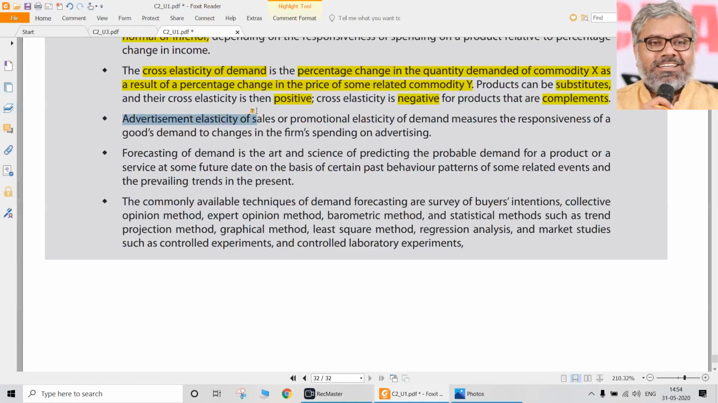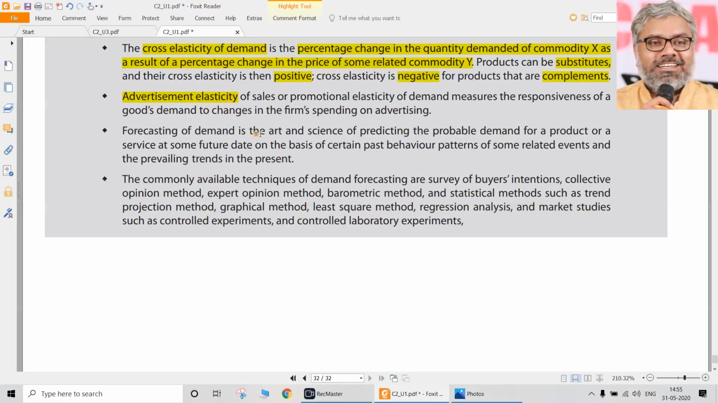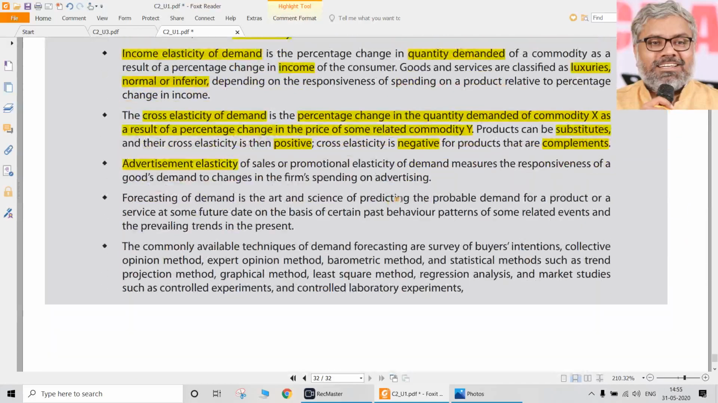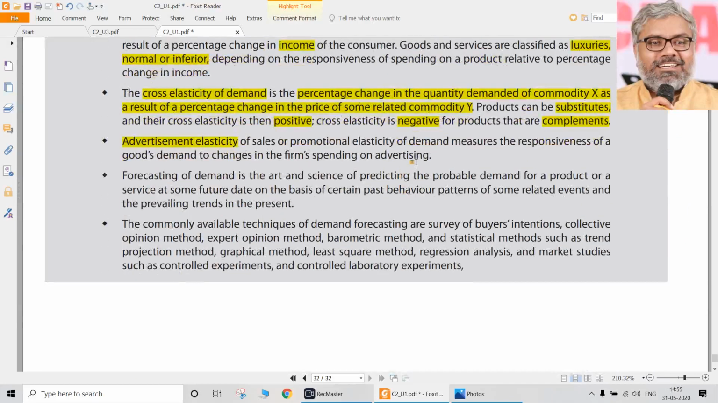Then what is advertisement elasticity? We know that. Basically, that is the responsiveness of a good's demand to changes in the firm's spending on advertisement. It means the percentage change in demand divided by the percentage change in advertisement expenditure. That's what is given as advertisement elasticity of demand. Like this, there are many elasticities of demand, majorly 4 categories that we observed: price elasticity, income elasticity, cross elasticity, and advertisement elasticity.